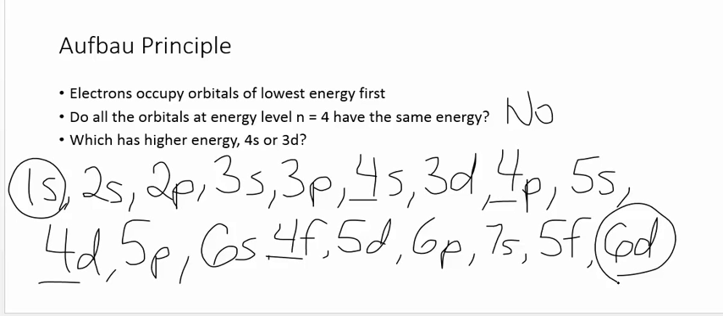Which has higher energy, 4s or 3d? Well, 4s is actually lower than 3d, so the higher energy would actually be 3d, even though it's energy level 3. So, low energy down here at 1s, high energy up here at 6d.